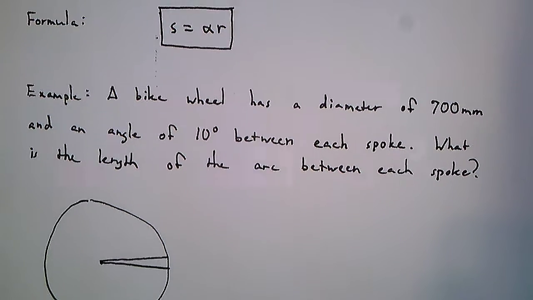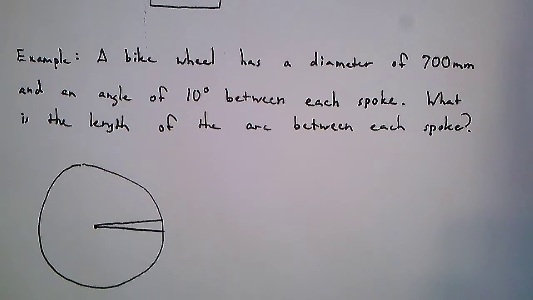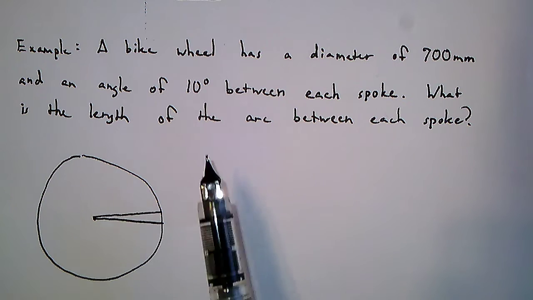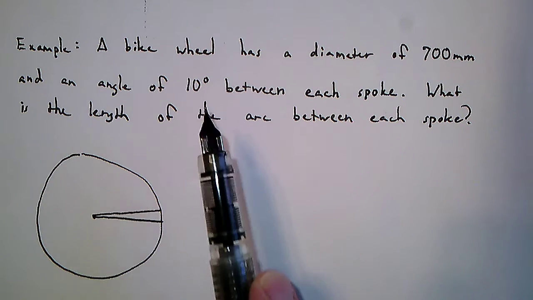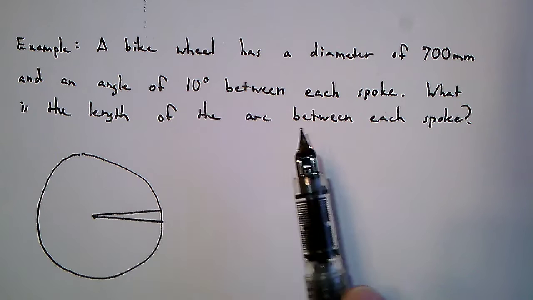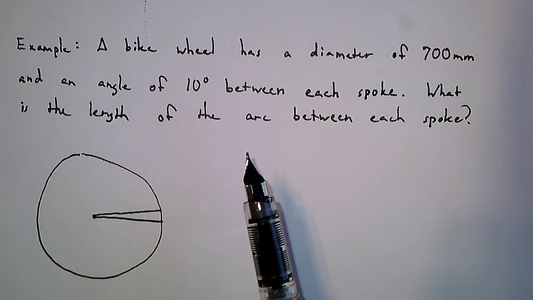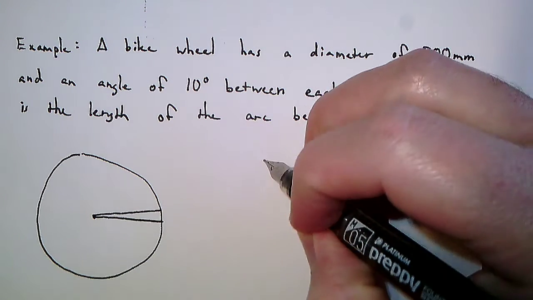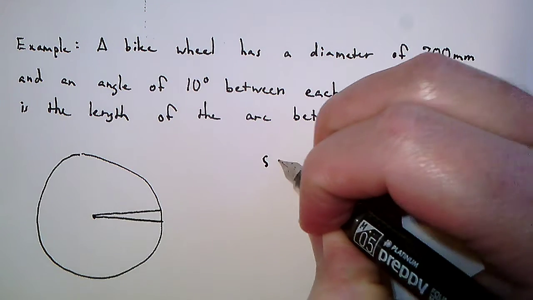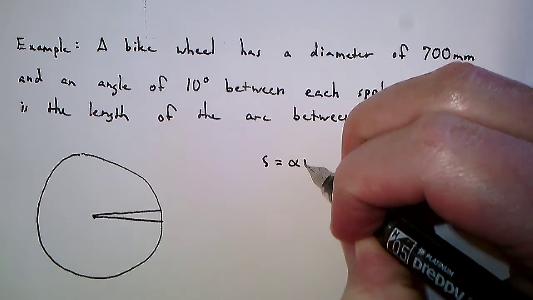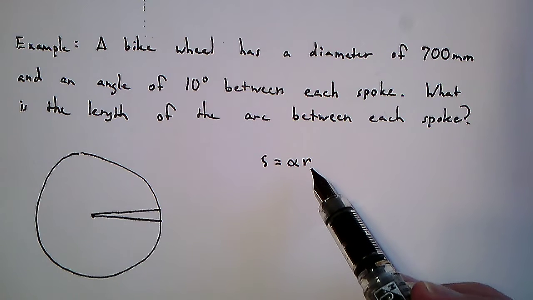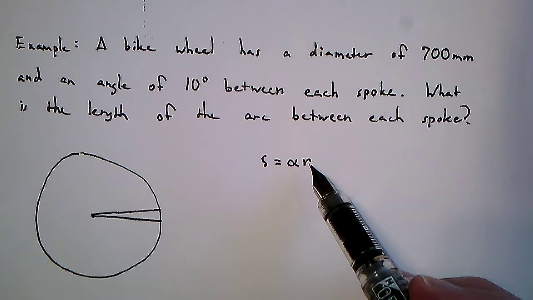Here we're going to look at a bike wheel with a standard diameter of 700 millimeters. And we know that the angle between each spoke of our wheel is 10 degrees. What I want to find out is what is the length of the arc between each spoke. So we know what formula to use. S equals alpha r, but we don't know alpha in radians or r, the radius. Let's start with the radius.